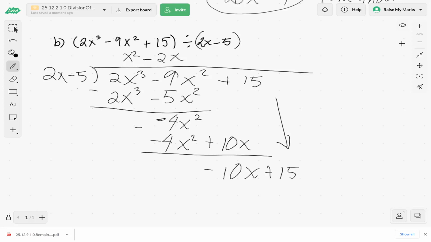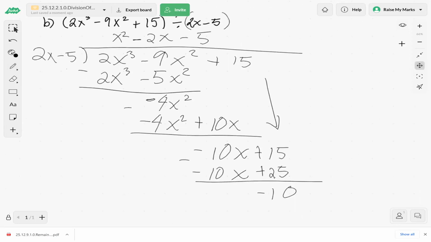What do we multiply 2x by to give us negative 10x? Negative 5. So now we have negative 5 times 2x is negative 10x. Negative 5 times negative 5 is positive 25. We're going to subtract. What do we end up with? We end up with 15 minus 25, which is negative 10. This is our remainder.